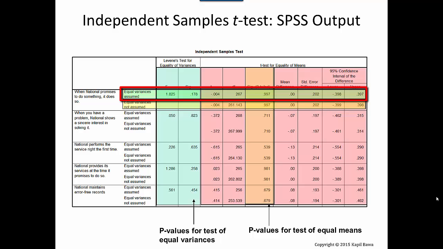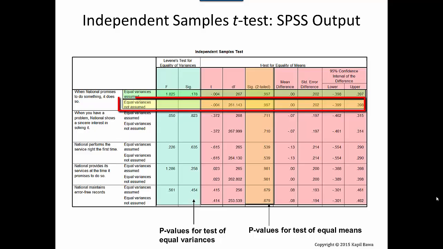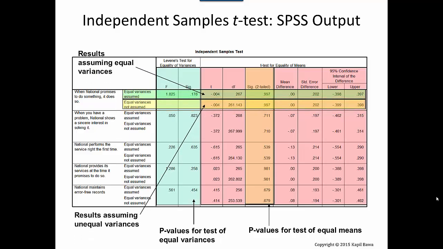The top row for each variable shows the results if you assume equal variances, and the second row shows the results if you assume unequal variances. You basically have to pick one or the other depending on which assumption you think is correct. Now that we know what we are looking at, here's a sequence of steps you need to follow.